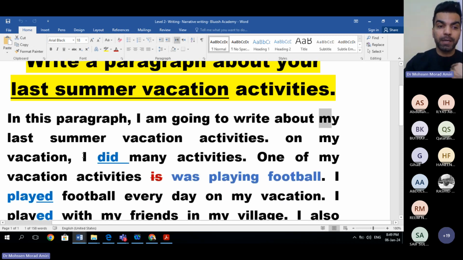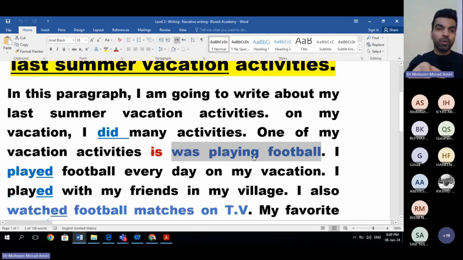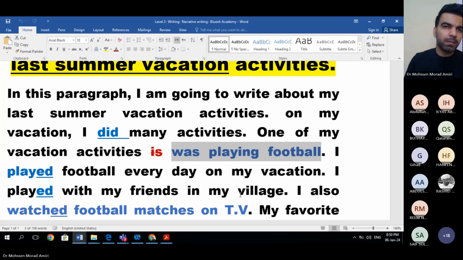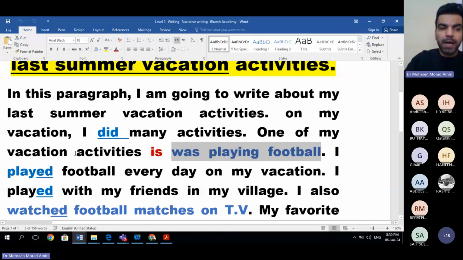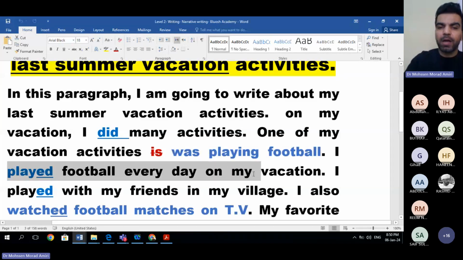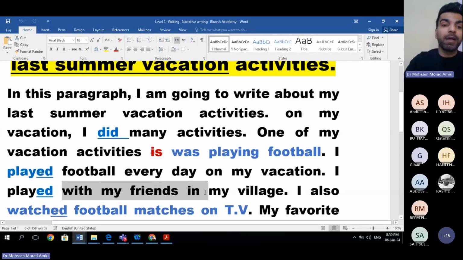On my vacation, I did many activities. One of my vacation activities was playing football. See, this is one of the activities I did. So when you say that one of my activities was playing football, you should explain it. See, I played football every day on my vacation. I played with who? I played with my friends in my village.